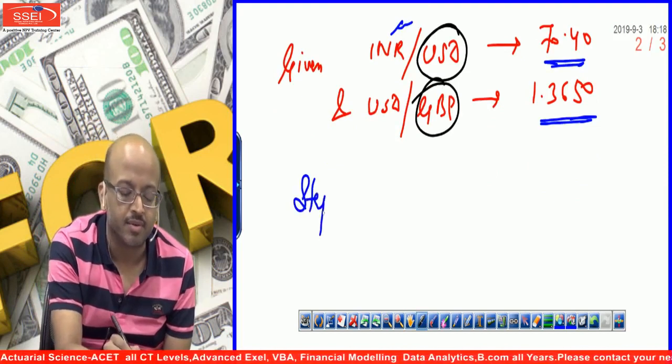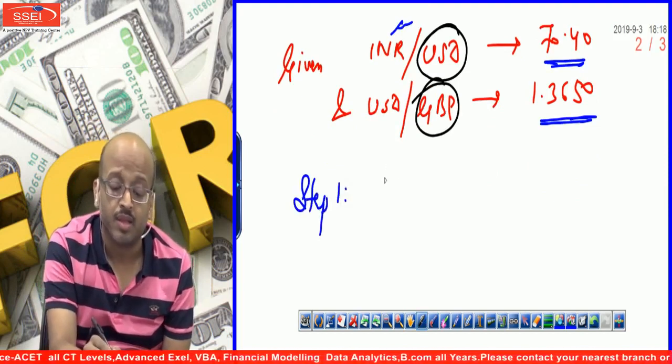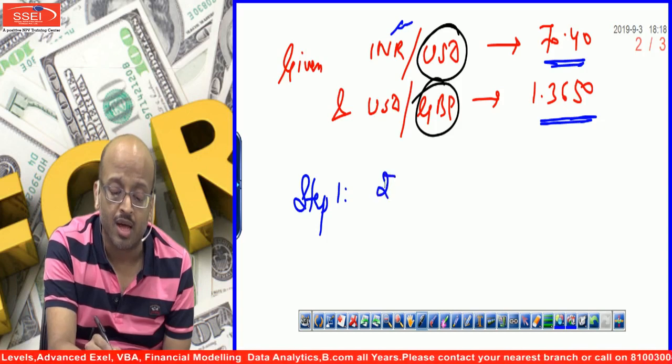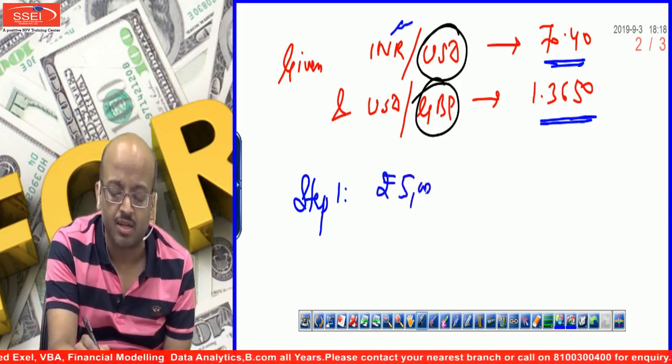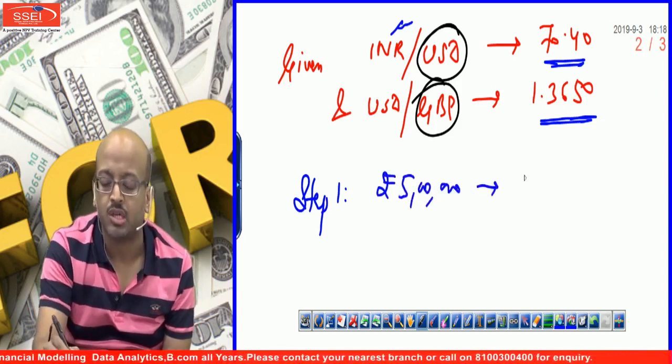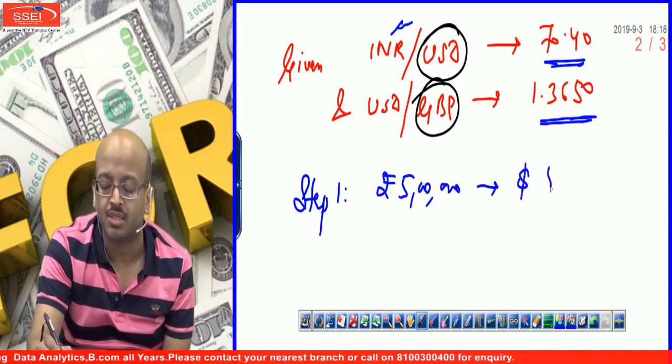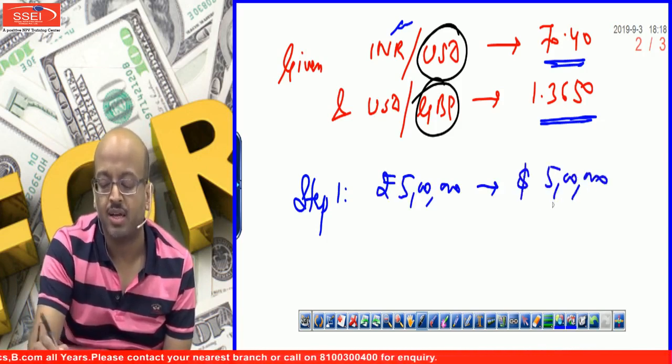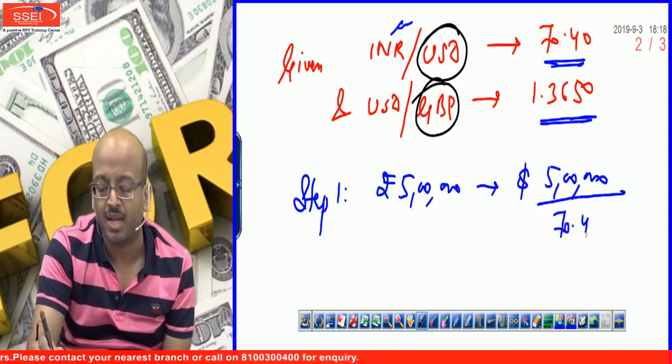Step 1. I'm writing in symbols: rupees 5 lakh, dash, dollars 5 lakh divided by 70.4.